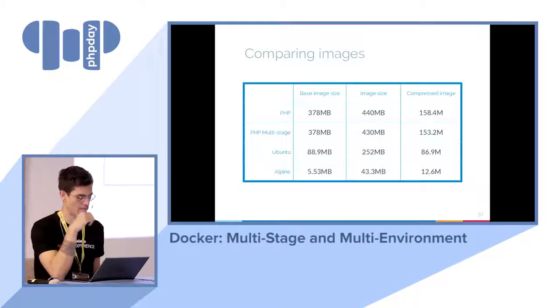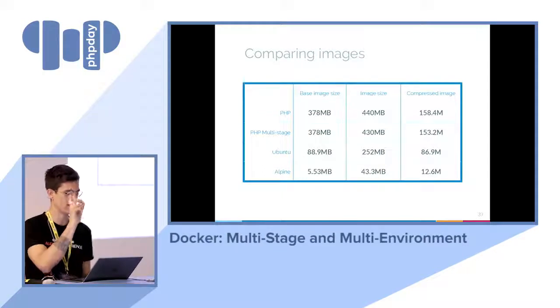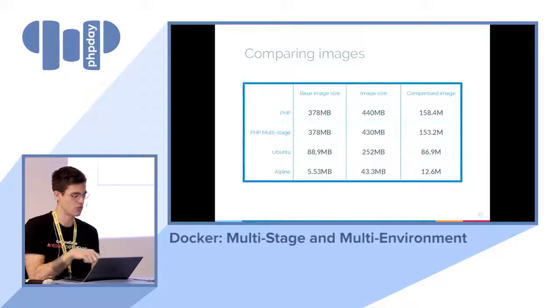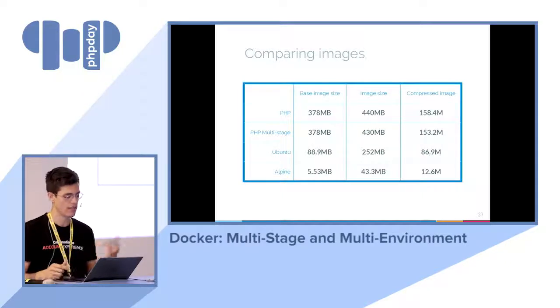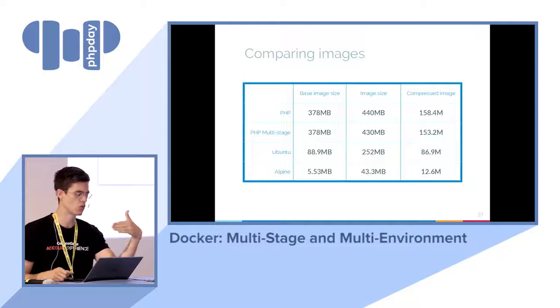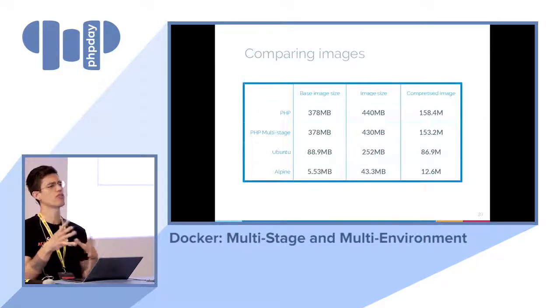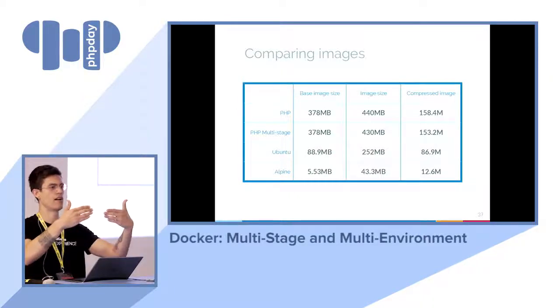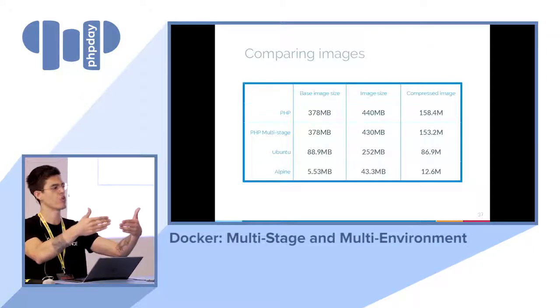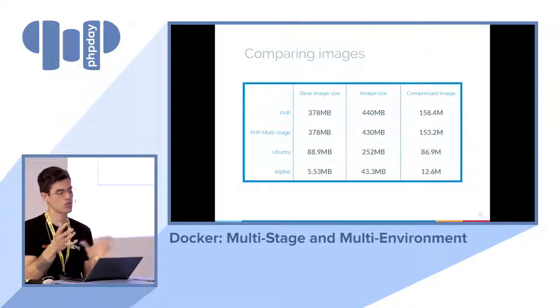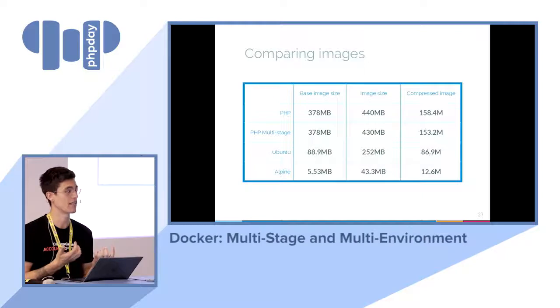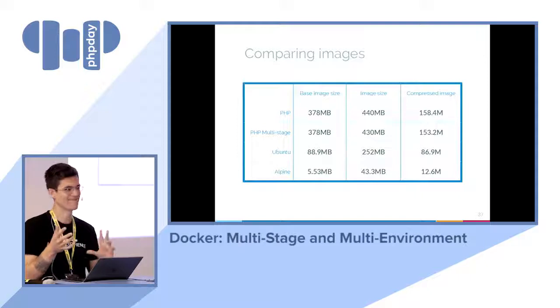Just to compare these images, we have the PHP official image, the PHP official image using multi-stage, and I add Ubuntu here. Because, okay, we can do the same thing that we did with Alpine with Ubuntu. Like, we can explicitly install only the extensions that we want. But the result's not the same. We end up with 200 megas. 43, 200, yeah. And I put the column of compressed image.